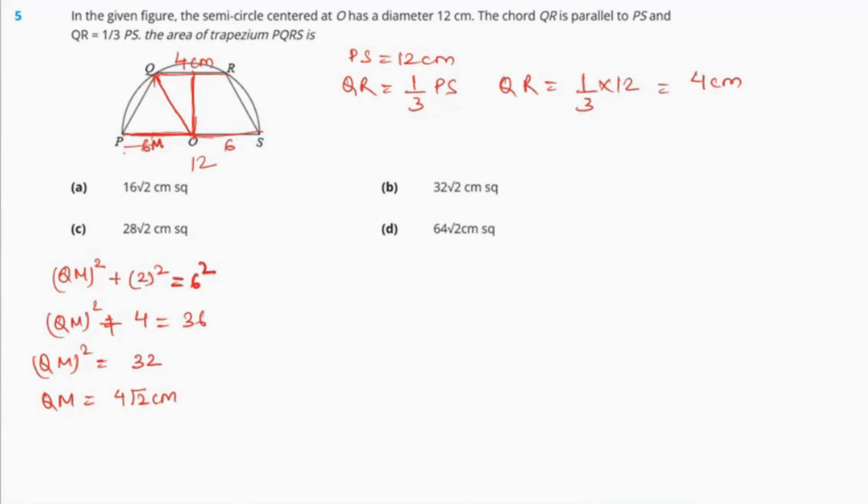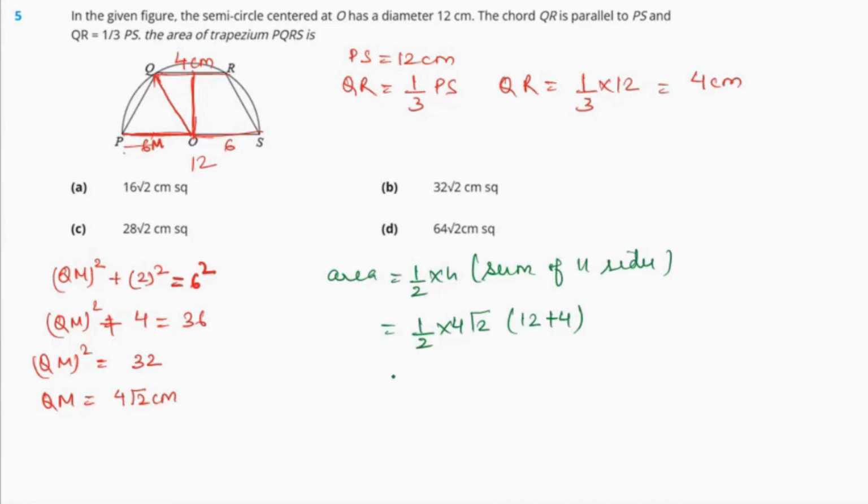Now we already have the height for this trapezium. We know the formula for the area of trapezium, that is equal to half into height into sum of parallel sides. So that will equal half into height, which is 4 root 2, and sum of parallel sides is going to be 12 plus 4. This we can cut. We will be getting 2 root 2 times 16, which gives 32 root 2. So the answer we get is 32 root 2 centimeter square. That will be the area of this trapezium.